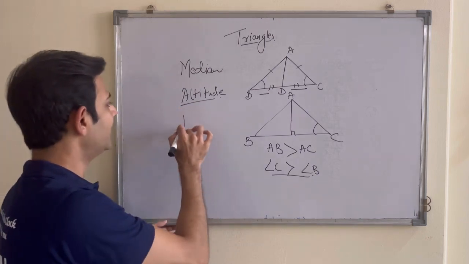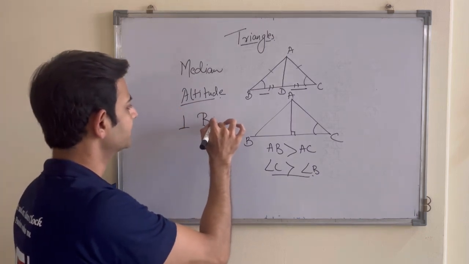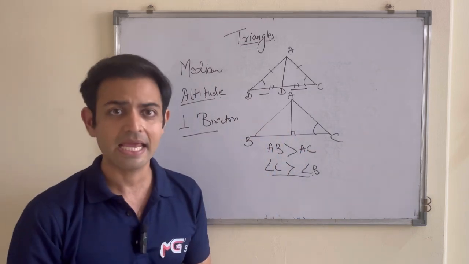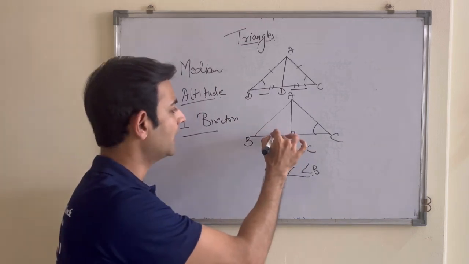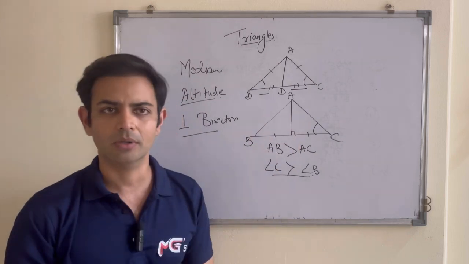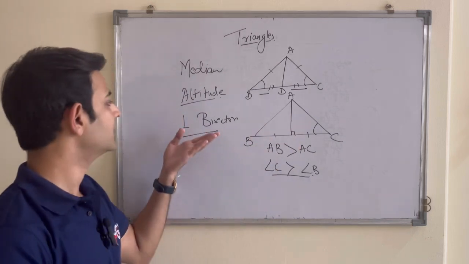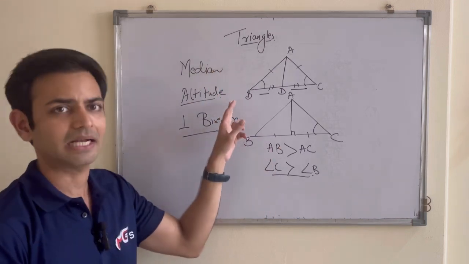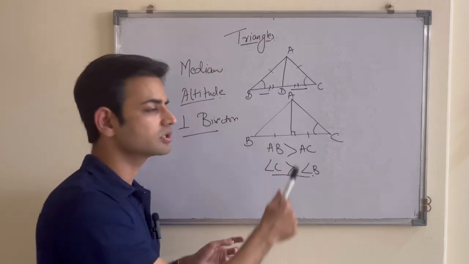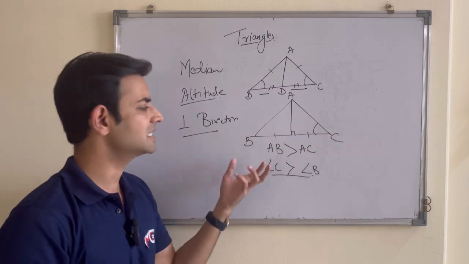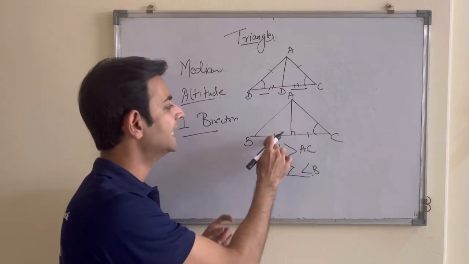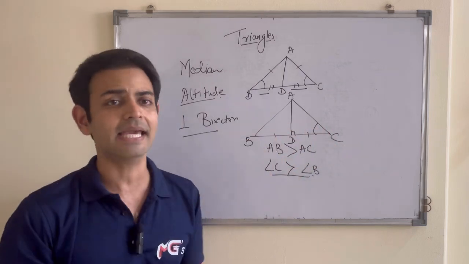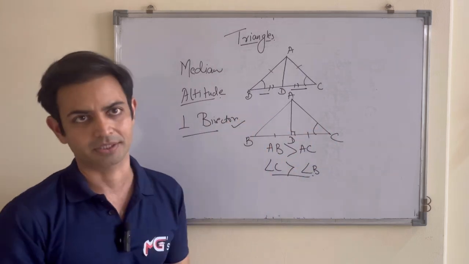But a perpendicular bisector will make an angle of 90 as well as divide BC into equal parts. So basically, a perpendicular bisector is the combination of median and altitude. It will be 90 degrees also and it will divide BC into equal parts. So I can say BD is equal to CD in case of a perpendicular bisector.